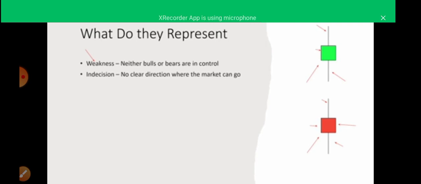They also indicate to us indecision. There's no clear direction where the market can go. At this stage, you don't really want to be trading the market. You want to be using these candles to help identify a weakness or indecision so that you can get an overall bias where the market could go once you link the momentum candles and the wick rejection candles together. But we'll go on to that shortly. Let's take a look at two examples.